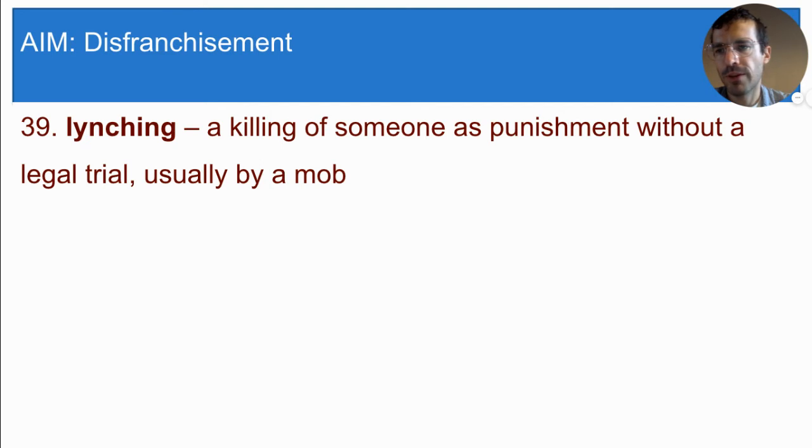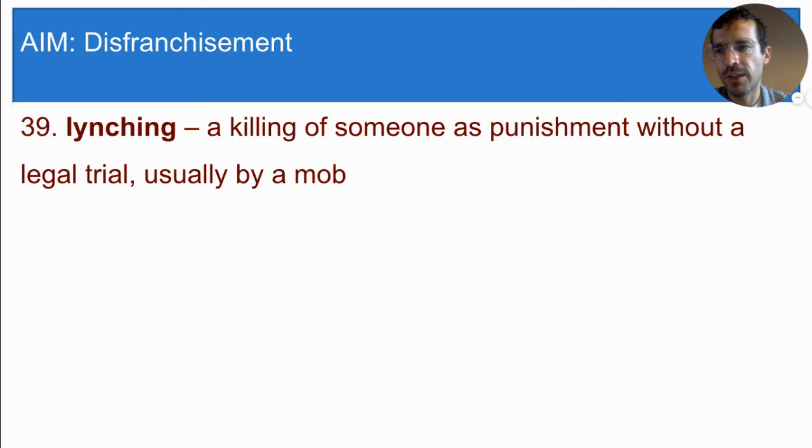In the Jim Crow South, the worst crime that a black person could be accused of was sexual intercourse with or rape of a white woman. During the Jim Crow era, hundreds of black people were accused of this crime and lynched. The lynching usually involved torturing, mutilating, or burning someone alive before they died.